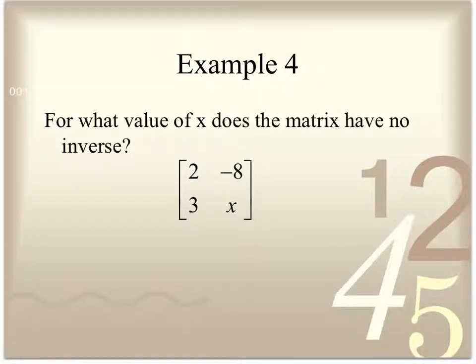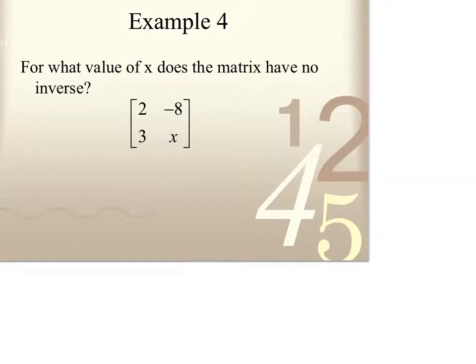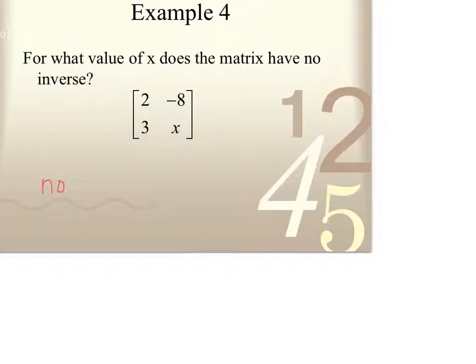Now it says example 4. No worries here, but for what value does x have to be in order for this to not have an inverse? Well, in order for there to be no inverse, the determinant of the matrix needs to equal 0.